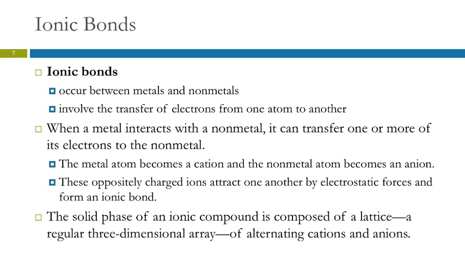Metals tend to lose electrons. Nonmetals tend to gain electrons. The result is we have positive ions and negative ions, a transfer of electrons. And so these oppositely charged ions then are attracted to each other like magnets.